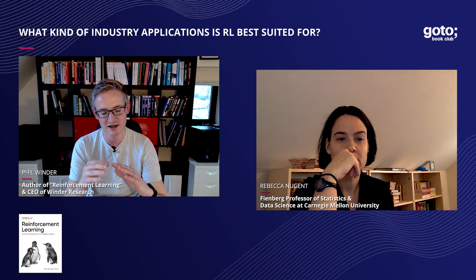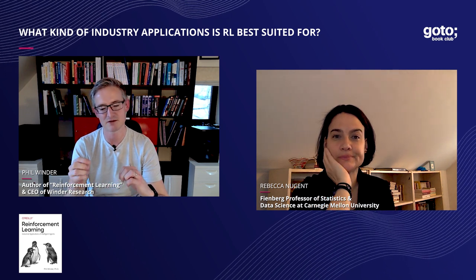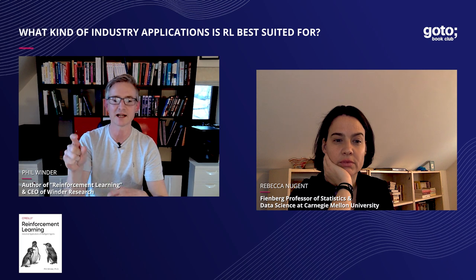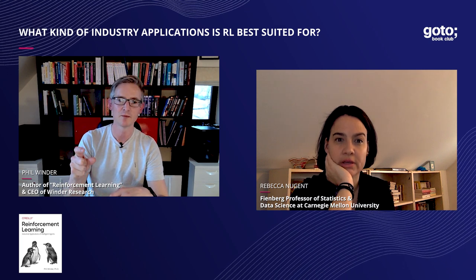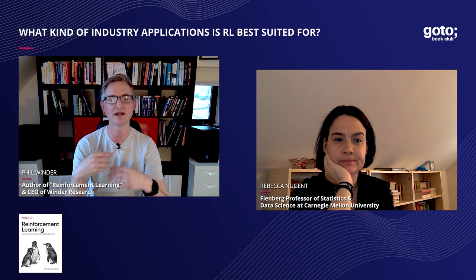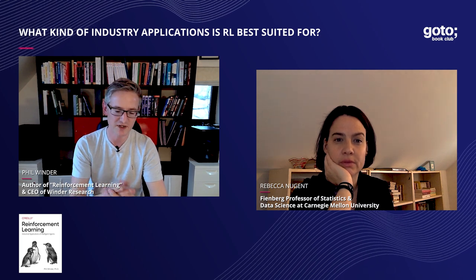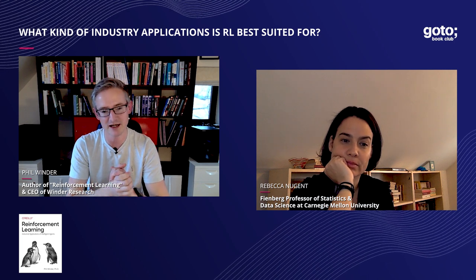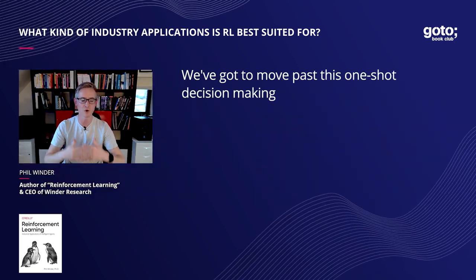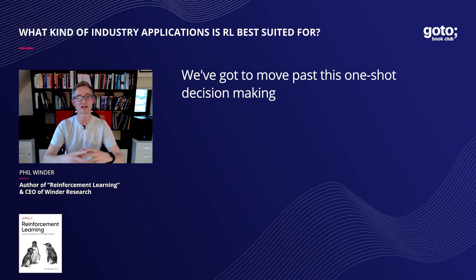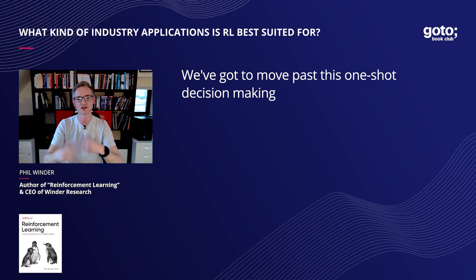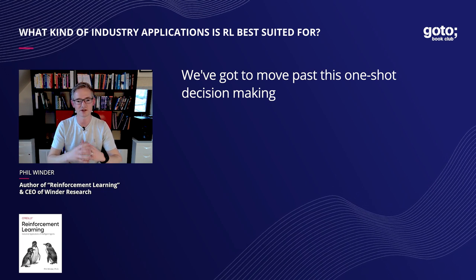Whereas I think the classic example there is when you're recommending articles to people, it's very easy to get a user to click on an article through some really clickbaity kind of title. But that really impacts the relationship in the future. If somebody clicks on that and really hates the article, they'll never click on it again. They'll never use your website again. So we've got to move past this one-shot decision-making where we're optimizing for that one single decision and actually look at the bigger picture and optimize these decisions over time and over sequential decisions.